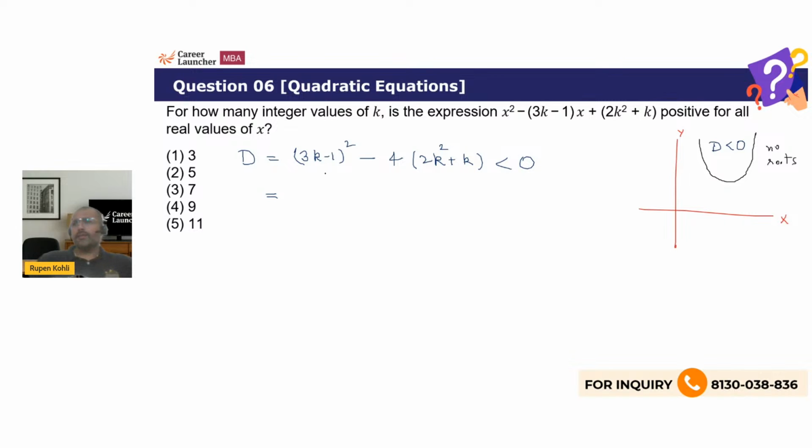So 3k minus 1 the whole square. I'm just quickly doing this. 3k whole square, 9k square, minus 6k plus 1. That's the expansion over here. Minus 8k square minus 4k needs to be negative. 9k square minus 8k square, so k square, minus 6k minus 4k, so minus 10k plus 1 needs to be negative.